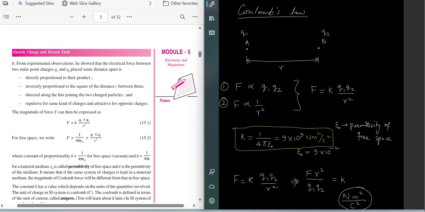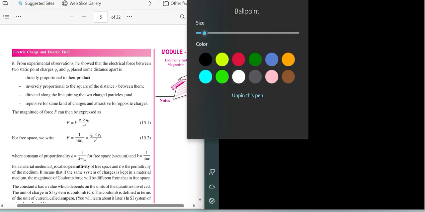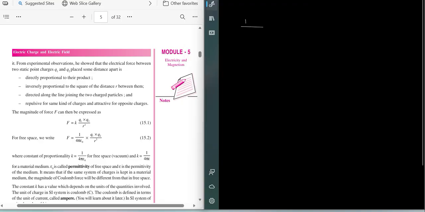And similarly, we can find out epsilon 0 value and unit also. So 1 by 4 pi epsilon 0. Let's now find out the unit of epsilon 0. So we know that 1 by 4 pi epsilon 0, which we called K, is 9 into 10 raised to 9 Newton meter square per Coulomb.